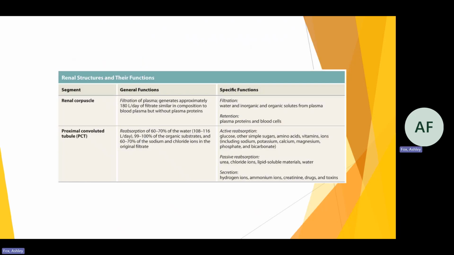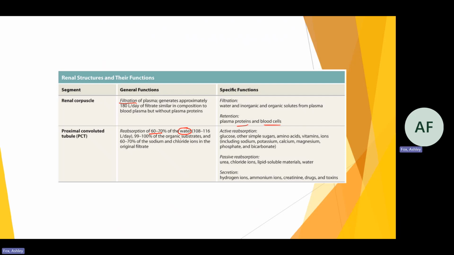So again, looking at the renal corpuscle, filtration is the name of the game. This is going to be everything but plasma proteins and blood cells. So water, inorganic and organic solutes, pretty much everything else but plasma proteins and blood cells. In the proximal convoluted tubule, 60 to 70% of water is reabsorbed. That's a majority of the water, more than half, is going to be reabsorbed.